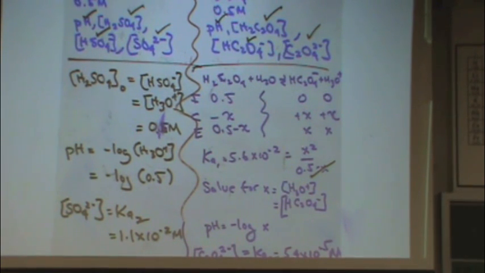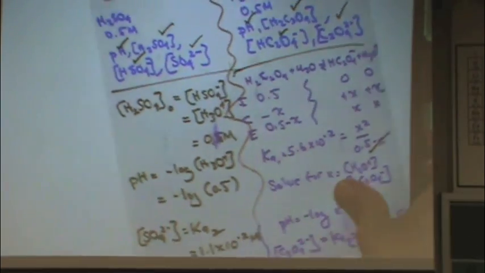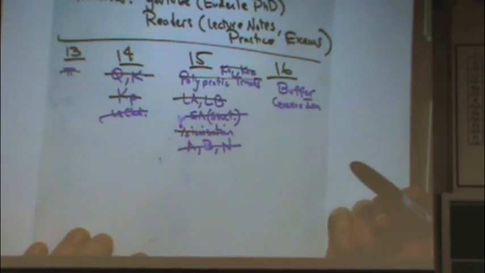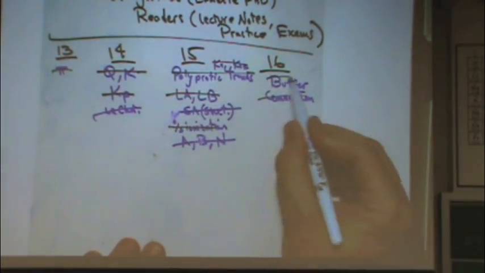Okay, let's see what else we had. Where's my check-off list here? Okay, next. Oh, we finished that chapter. Awesome. Common ion and buffers we'll do together.